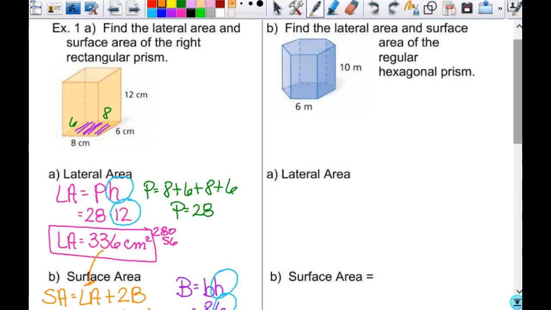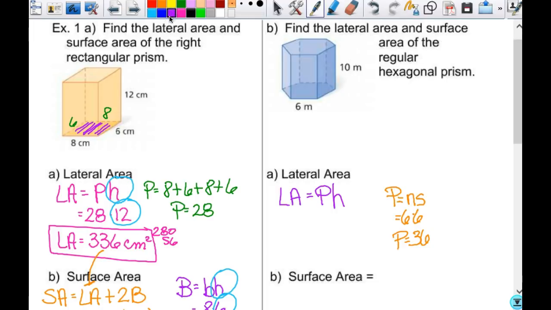So I need to start by finding the lateral area. My lateral area formula is perimeter times height. I know that the perimeter for a regular hexagon is n times s, right? What is n in this case? 6. Do I know s? Yes, it's 6. So the perimeter is 36.